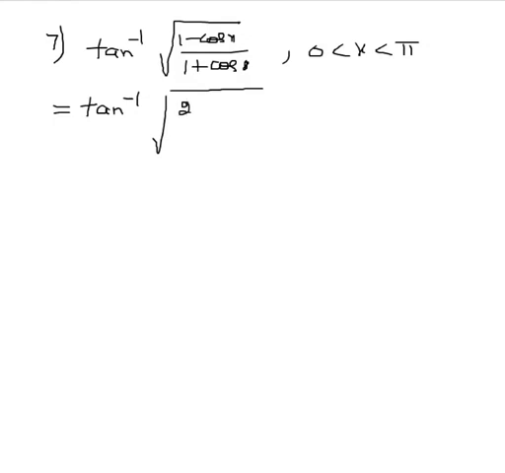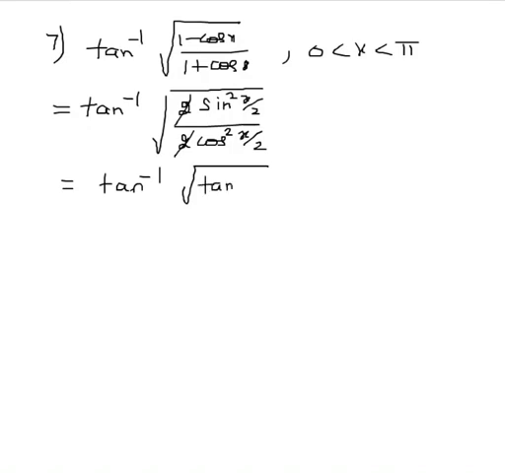1 minus cos formula, wherever you see 1 minus cos or 1 plus cos, use the formula 2 sine square x by 2 and denominator is 2 cos square x by 2. Tan inverse of root of tan square x by 2. Root and square could be cancelled. Now tan inverse and tan could be cancelled only when x by 2 is in the principal value branch. And this is the condition given.